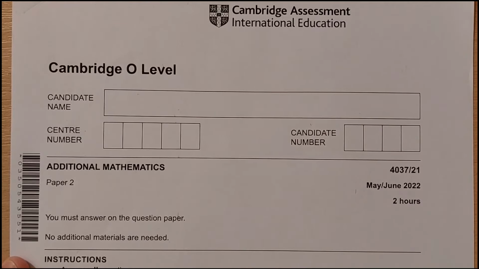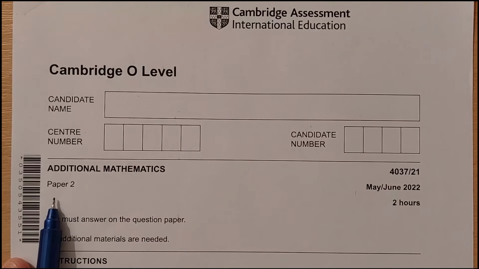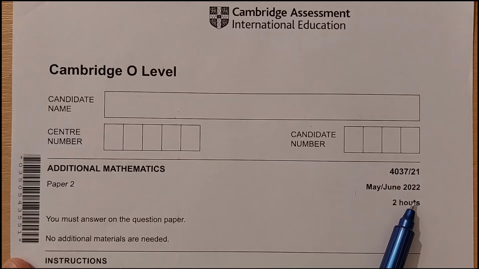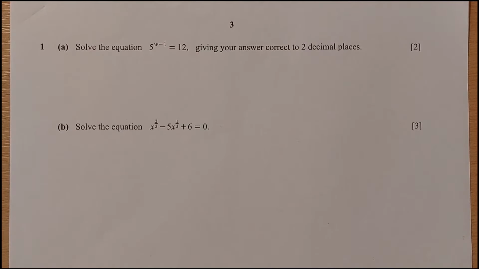Hello everyone, in this video we are going to solve Cambridge O-Levels Additional Mathematics Paper 2 in the May-June 2022 session, Paper 2-1. So let's begin with the first question. Question number 1, in A part, solve the equation giving your answer correct to 2 decimal places.